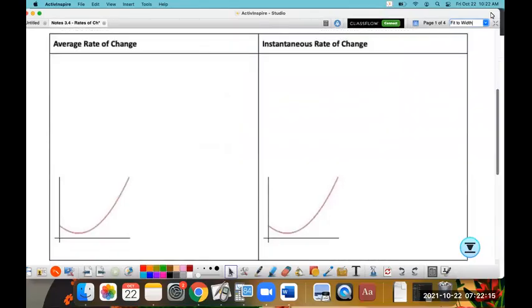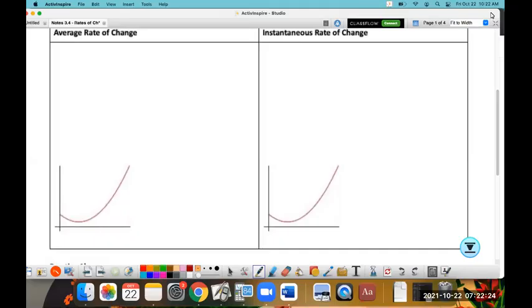All right, so average rate of change, remember that's going to be calculating basically the slope between 2 points. So I'm going to draw point A and a point B. And to calculate that average rate of change, it's going to be the change in the y values over the change in the x values. Or in this case, if this is called the function f, it'd be f of b minus f of a all over b minus a.